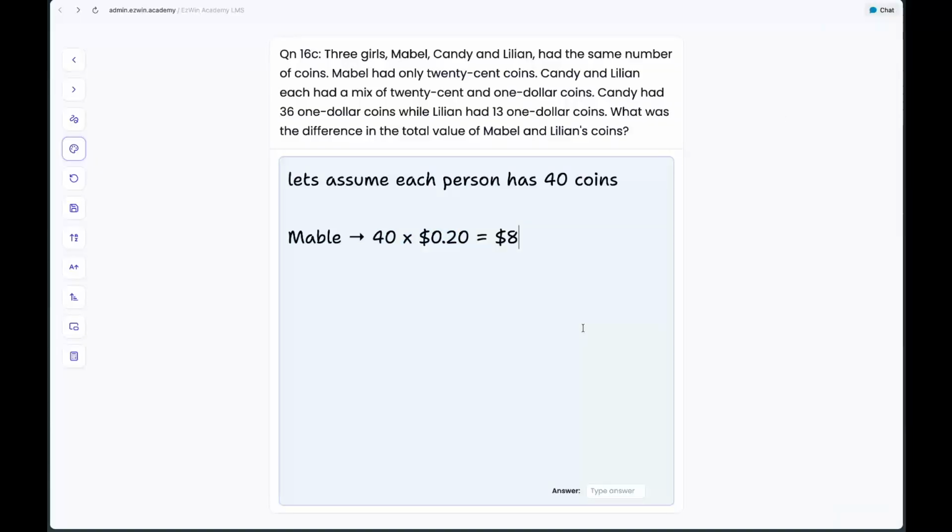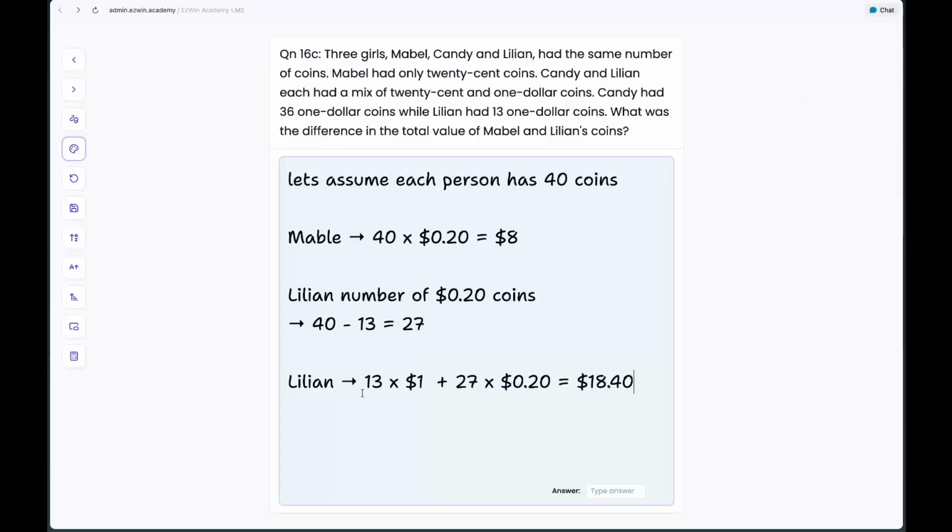Then we can calculate for Lillian. So we know that Lillian has 13 $1 coins. So we can calculate the number of 20-cent coins she has, which will be 40 minus 13. This will give us 27. So that means the total for Lillian will be equal to 13 times $1 plus 27 times 20 cents. And this will give us $18.40. Therefore, Mabel and Lillian each will have their own total, which is $8 and $18.40.